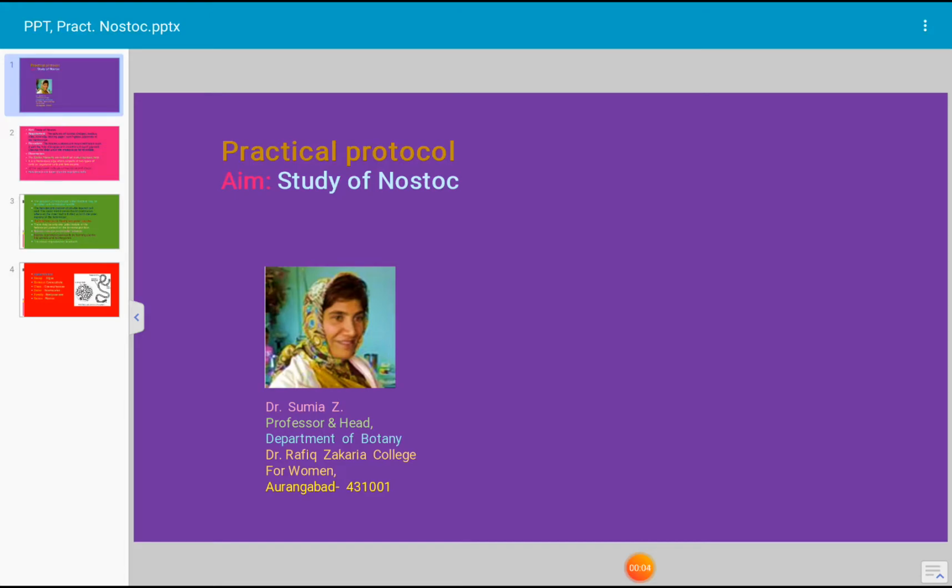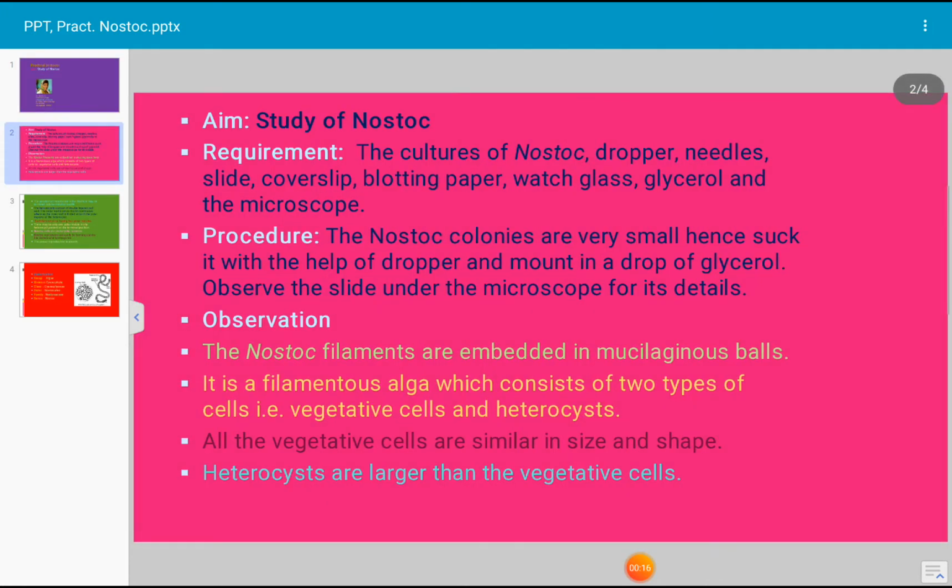Today's topic for discussion is a practical protocol of algae. The aim of today's practical is the study of Nostoc. Nostoc is the name of an algae. Let us see how to do the practical.